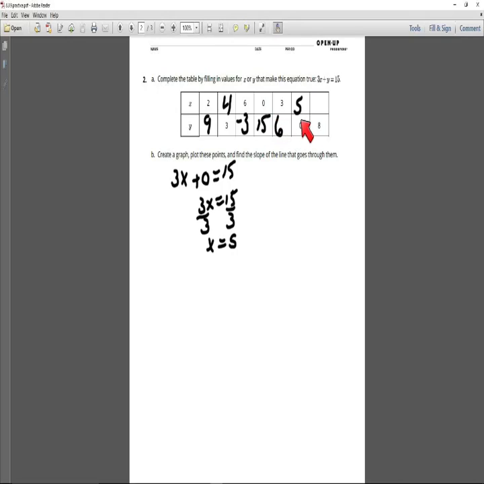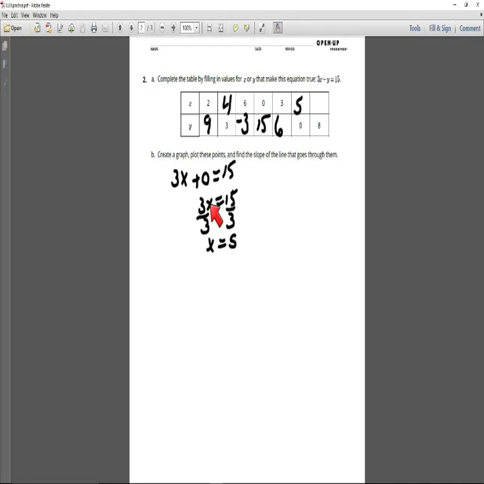This time they're giving me a 0 in the y spot, so I take the y away and put a 0 there. 3x plus 0 equals 15. Well, 3x plus 0 is just going to be 3x. If you don't add anything to it, you still have 3x. So now I have 3x equals 15.